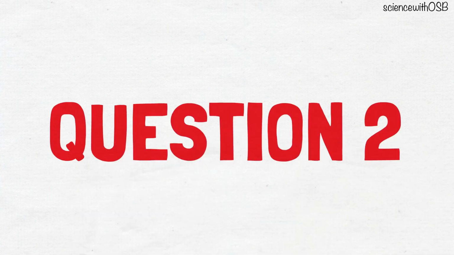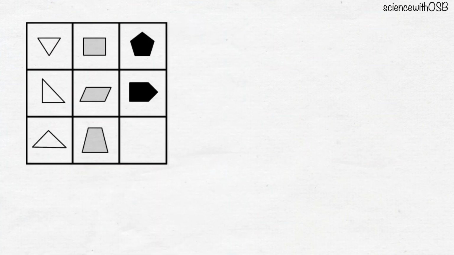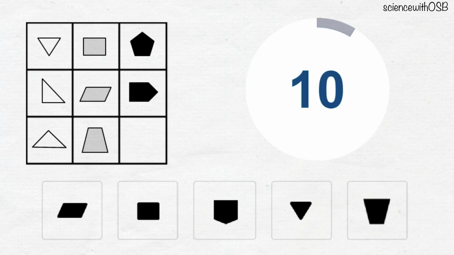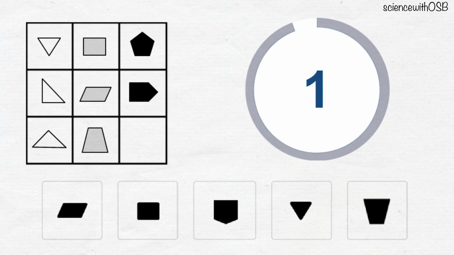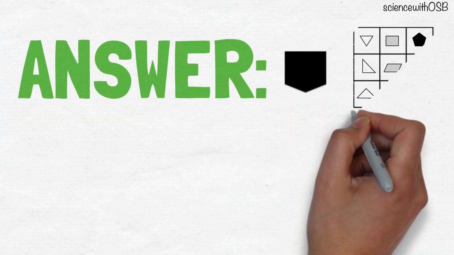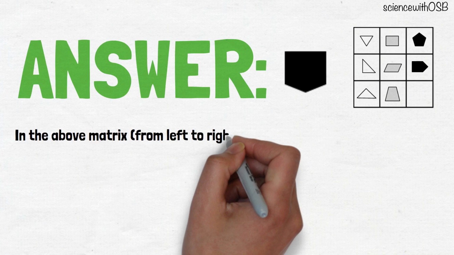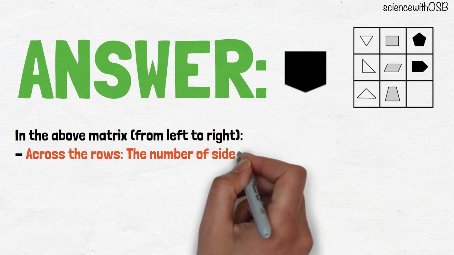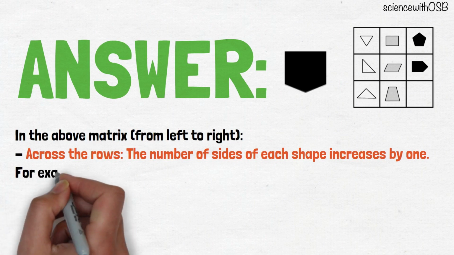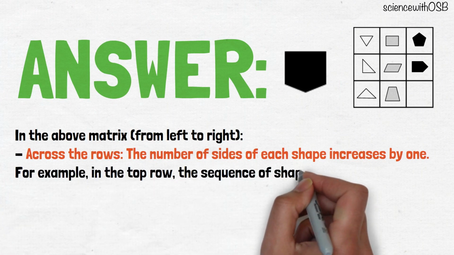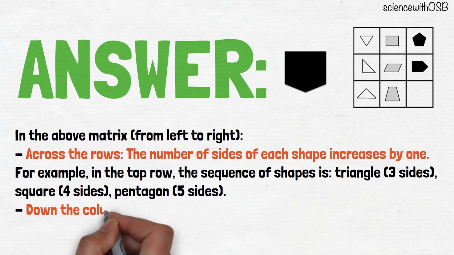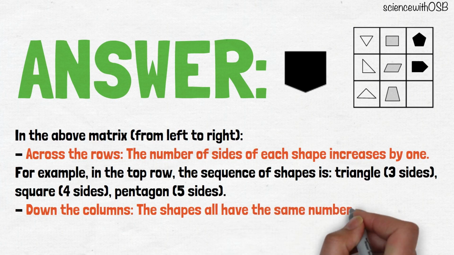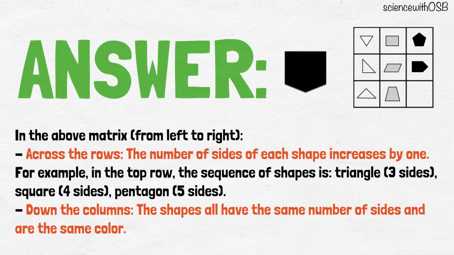Question number 2. Observe the matrix carefully. The correct answer is 3. In the above matrix, from left to right, across the rows you can see the number of sides of each shape increases by 1. For example, in the top row, the sequence of shapes is triangle, 3 sides, square, 4 sides, pentagon, 5 sides. Down the columns, all the shapes have all the same number of sides and are of the same color.